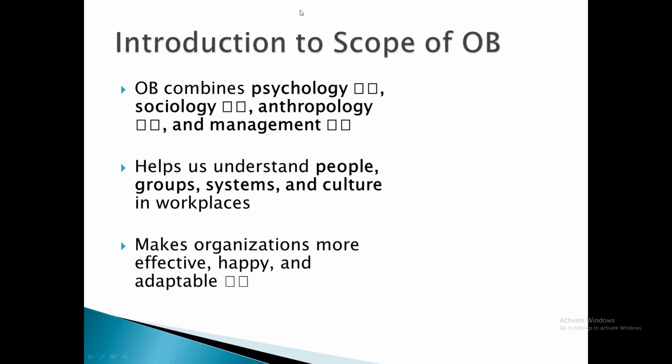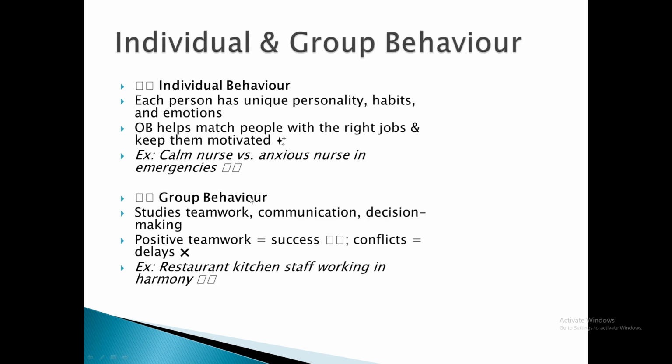Okay, so today we will cover 6 key areas under the scope of OB, but I have combined them into 5 slides, right? The conclusions are different, but the rest I have covered in 5 slides for a better understanding and to make it not too long or boring, right? So let's start with the individual and group behavior.